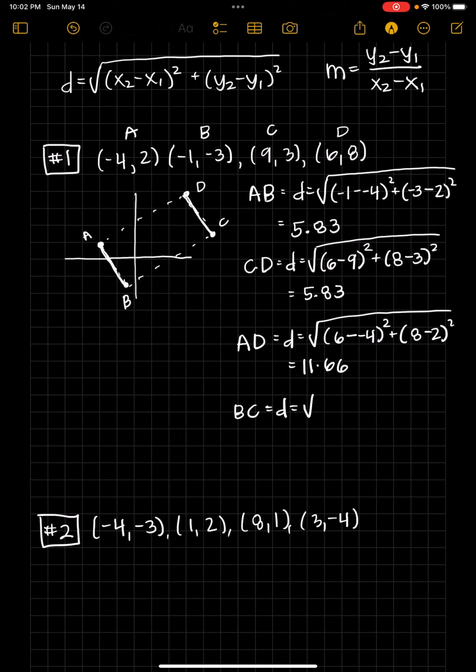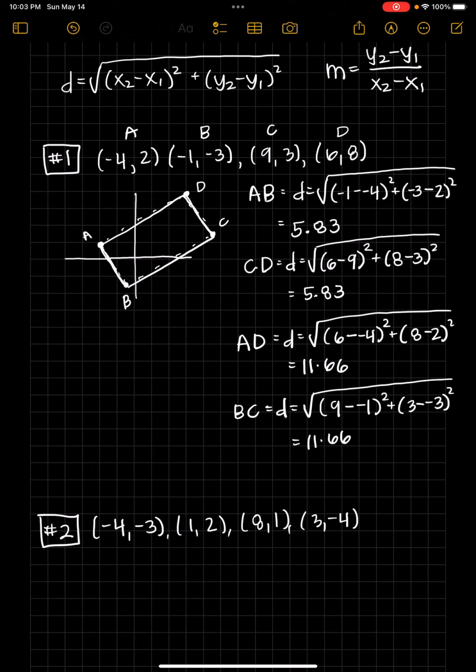Okay, now let's try from B to C, because that's my other long length. I'm going to make C my x2, y2. So I'm going to have 9 minus negative 1 squared plus 3 minus negative 3 squared. And I would get the same thing, 11.66. So now I know that these are the same, but it's either going to be a rectangle or a parallelogram, because we know the two opposite sides are equal to each other.